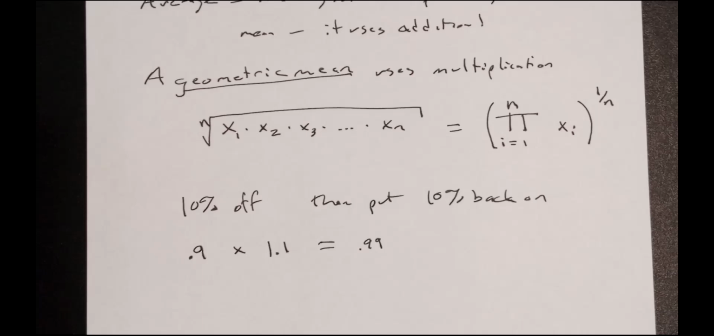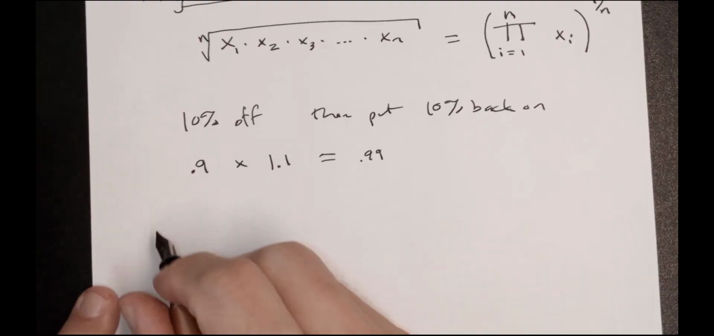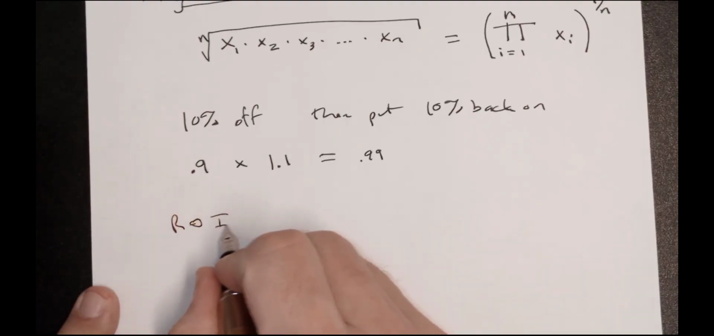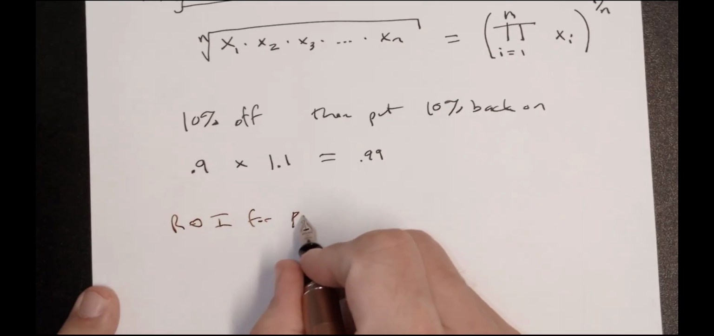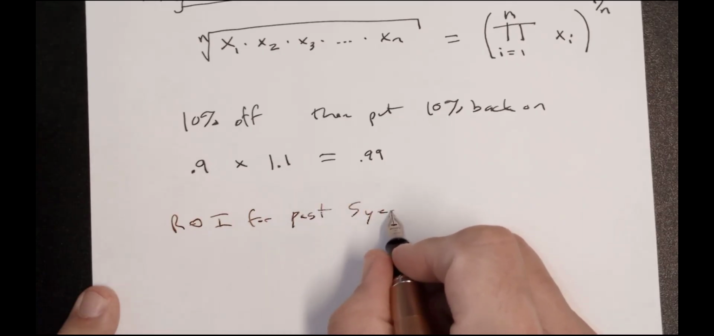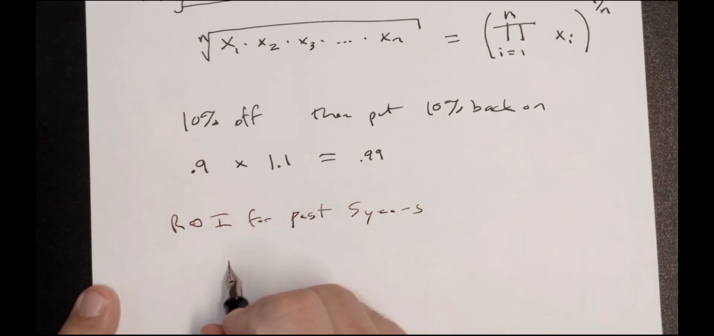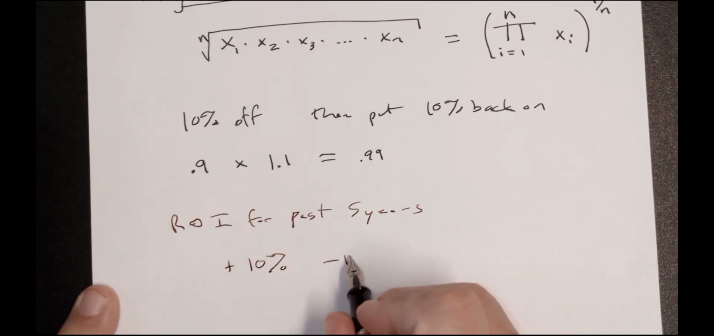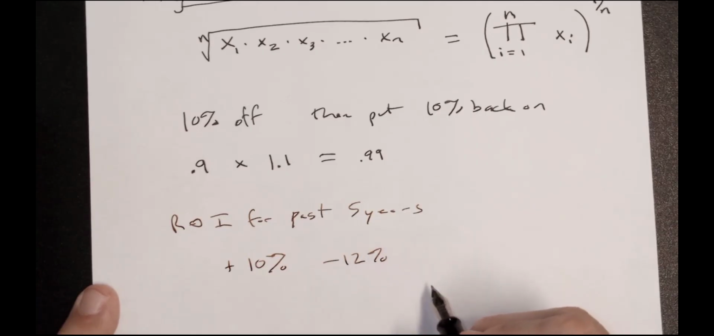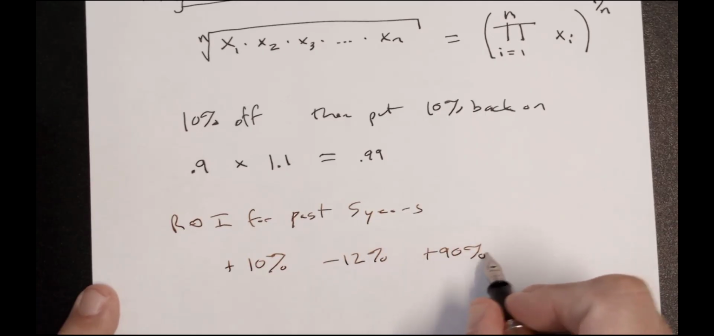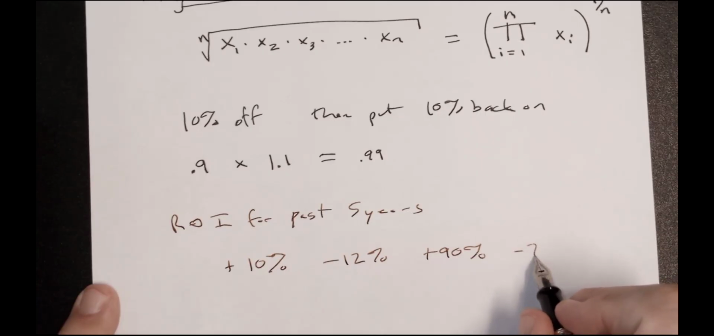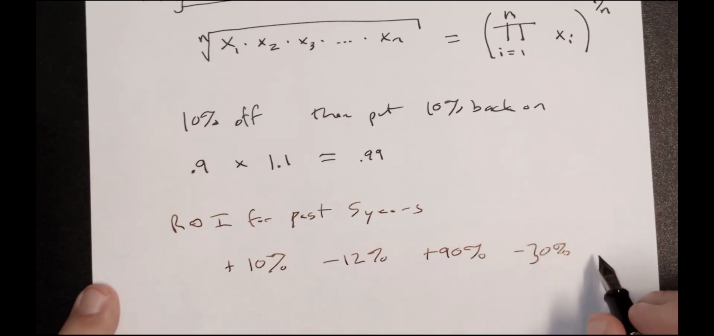I have a money market fund. For the past 5 years, the return on investment: in the first year, my portfolio went up by 10%. In the second year, it went down 12%. In the third year, it went up 90%. In the fourth year, it went down 30%. And in the fifth year, it went up 25%.